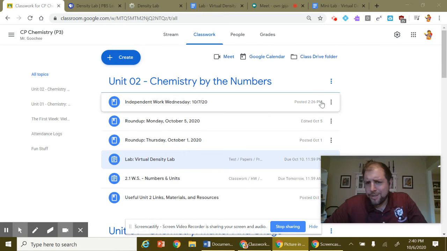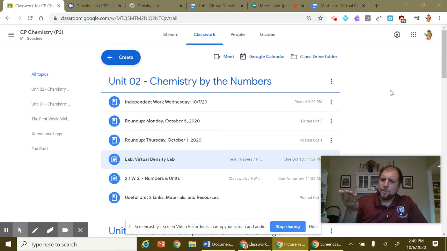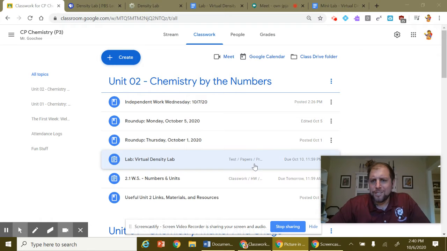So everyone is doing this virtual density lab. Some of you are doing it as a full-length lab. Some of you are doing it as a Wednesday mini lab activity. But in either case, you're doing the same thing. It's just that some people are doing a bit more for a full lab and some are doing a little bit less for a mini lab. So let's walk through and show you how that goes.